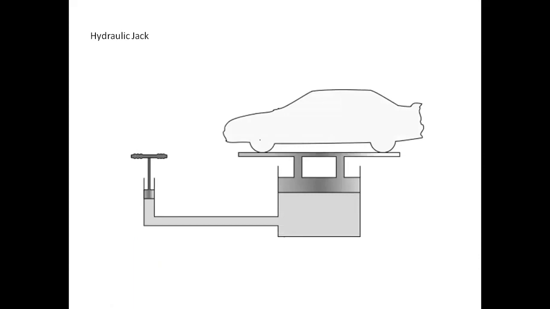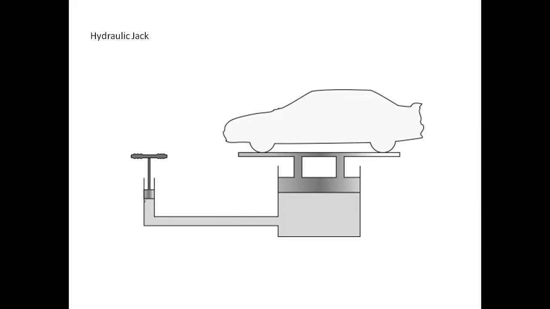The application of this law is the hydraulic jack. Most important thing in aviation because you have to jack the aeroplane. So the hydraulic jack is basically using the same principle. Here we have two cylinders which are interconnected. If you look at the diagram, you can see that the diameter of this cylinder and the diameter of this cylinder, there is a huge difference.